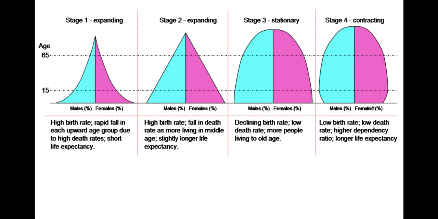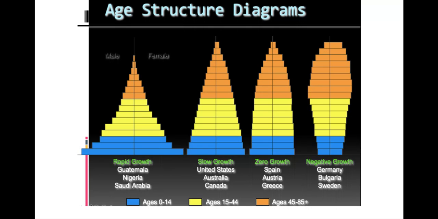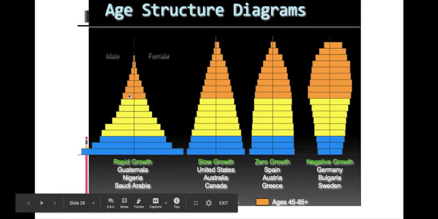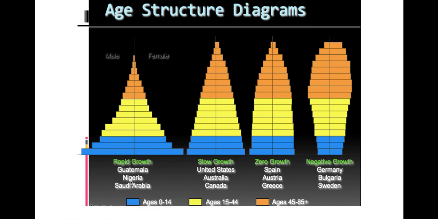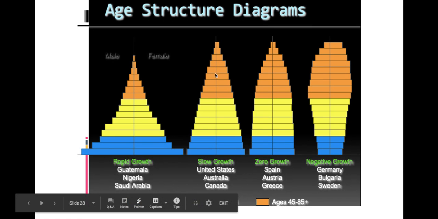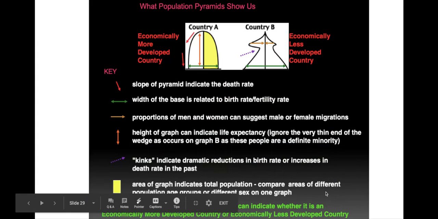So again, let me give you this with examples of countries. For example, some of the developing countries are on this kind of stage 1. We have some developed countries like the United States that have this kind of diagram. Then we have the zero growth for some of the other developed countries. And then we have some negative growth, which means there's not a lot of babies being born, such as in these countries over here, right?